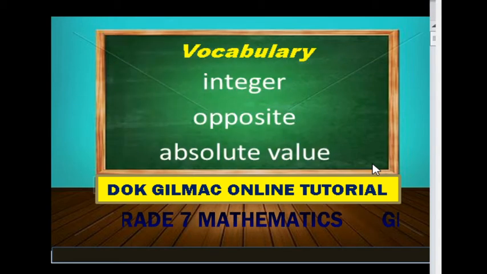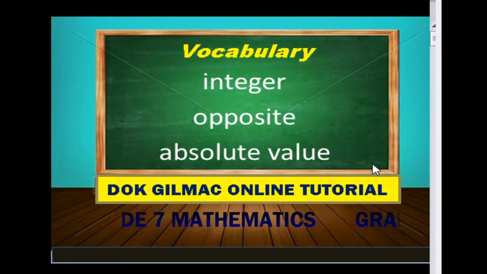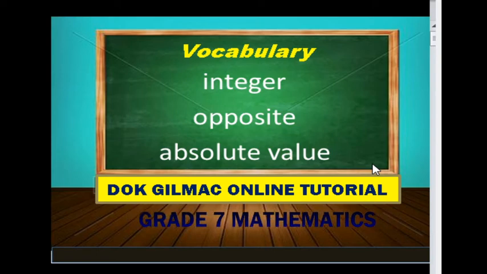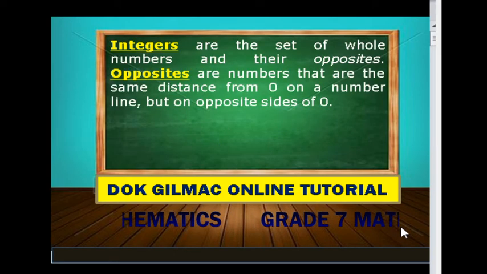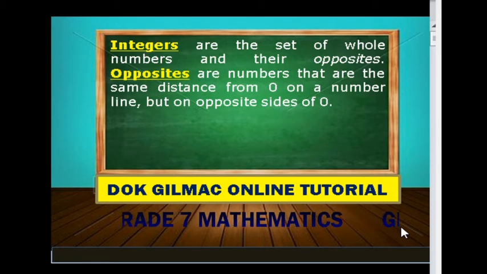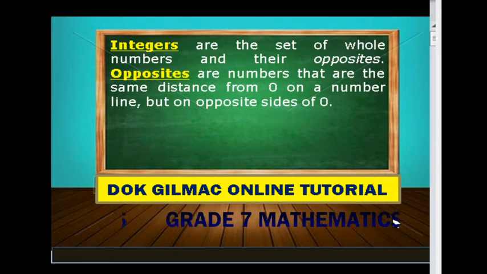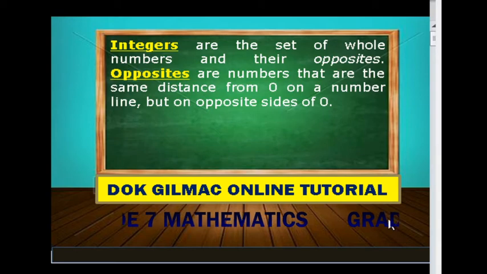In this particular topic, you're going to encounter integer, opposite of a number, and absolute value of a number. So, these are all the vocabularies you're going to encounter in this particular topic. What are integers? Integers are the set of whole numbers and their opposites. Opposites are numbers that are the same distance from 0 on a number line but on opposite sides of 0.